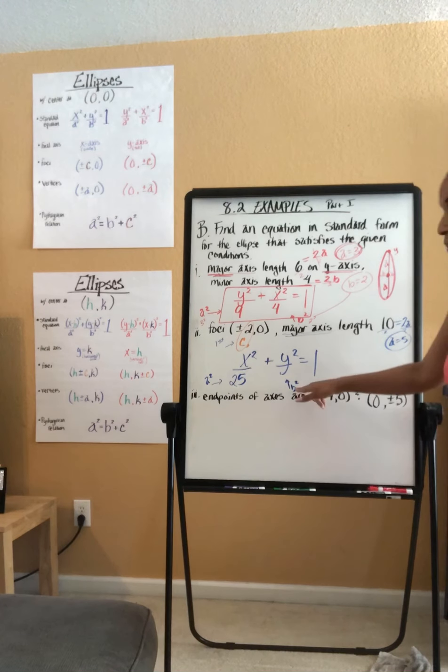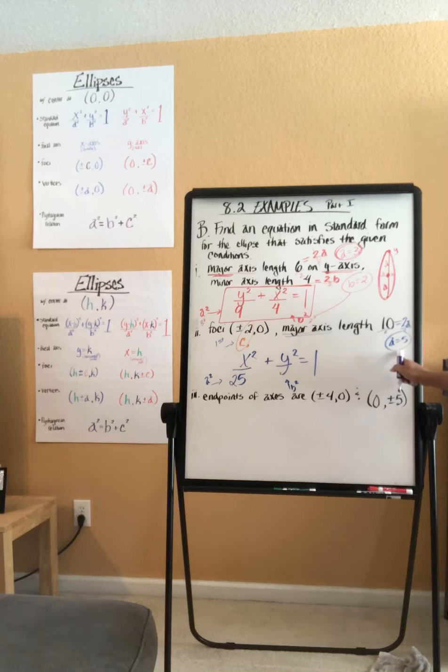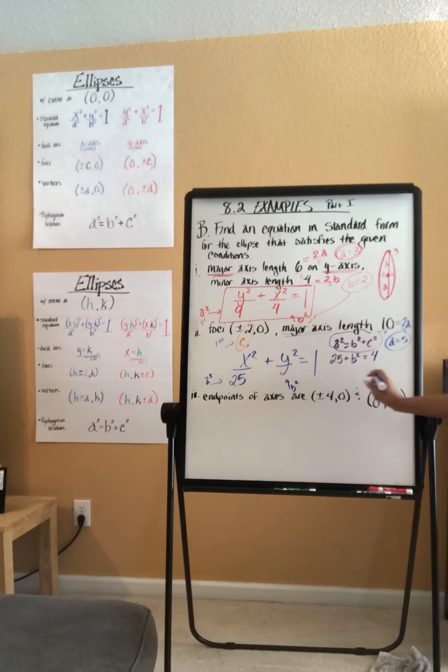All right, but what about the b? I'm going to use the Pythagorean relation to find the b, because they gave me the c, I figured out the a. So if I use the Pythagorean relation, the a squared equals b squared plus c squared. Okay, a squared was 25. B squared, I do not know. C squared would be 2 squared, which would be 4. So if I solve for b squared here, I wrote it wrong. It should not be negative.